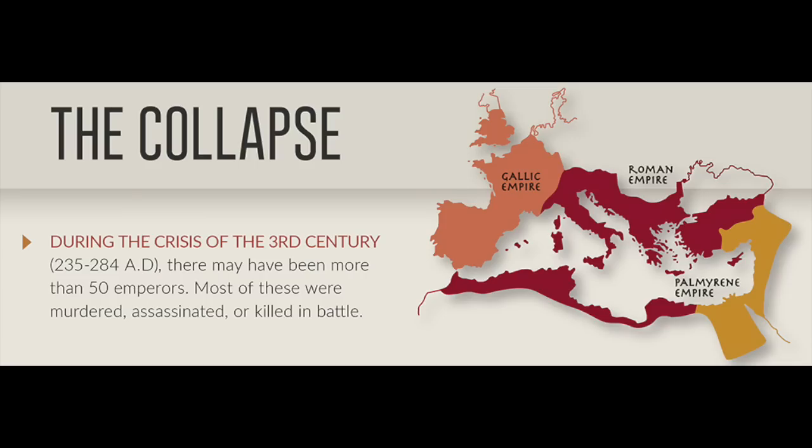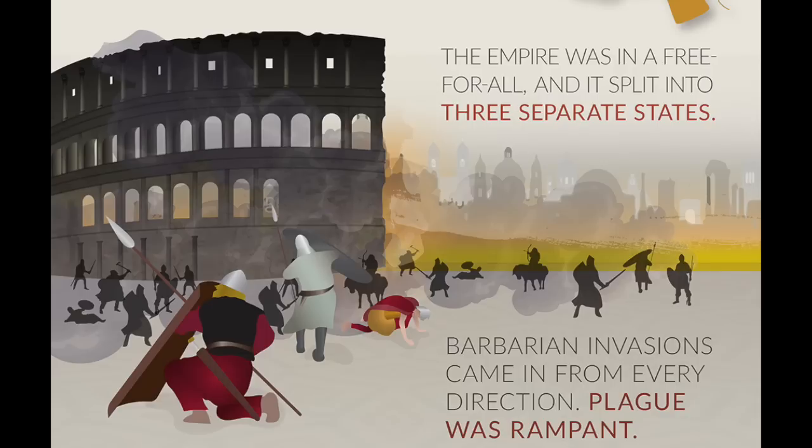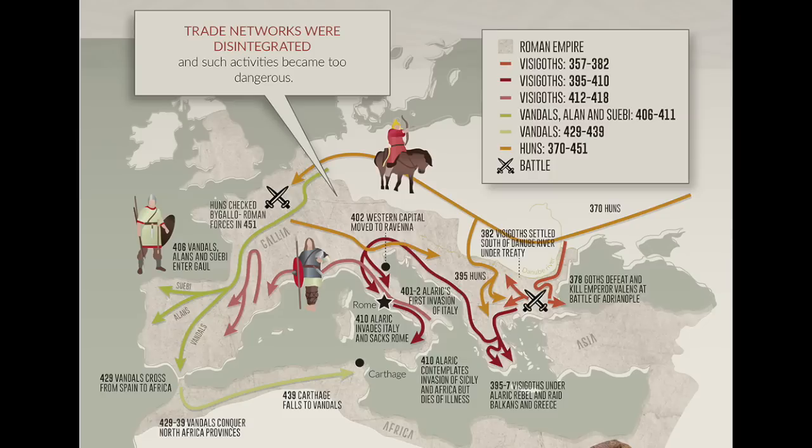And then there was the collapse. During the crisis of the 3rd century, 235 to 284 AD, there may have been more than 50 emperors. Most of these were murdered, assassinated, or killed in battle. The empire was in a free-for-all, and it split into three separate states. Barbarian invasions came in from every direction. Plague was rampant. The trade networks disintegrated, and such activities became too dangerous. Just chaos. As you can see, all the different groups, the Visigoths, the Vandals, the Huns, just pouring into Rome, taking what they wanted, burning what they wanted.